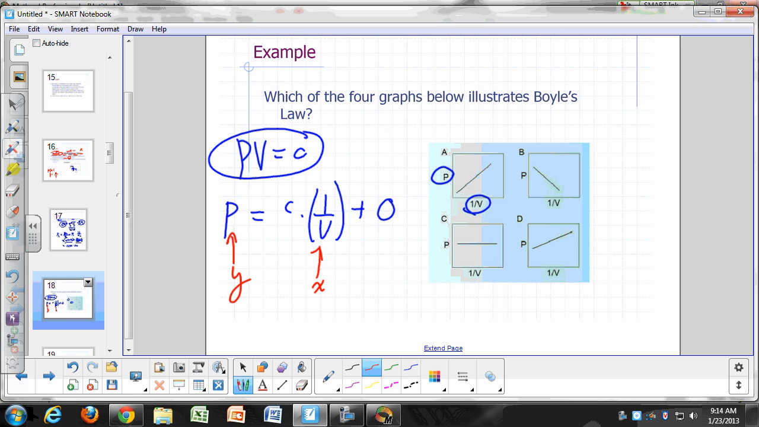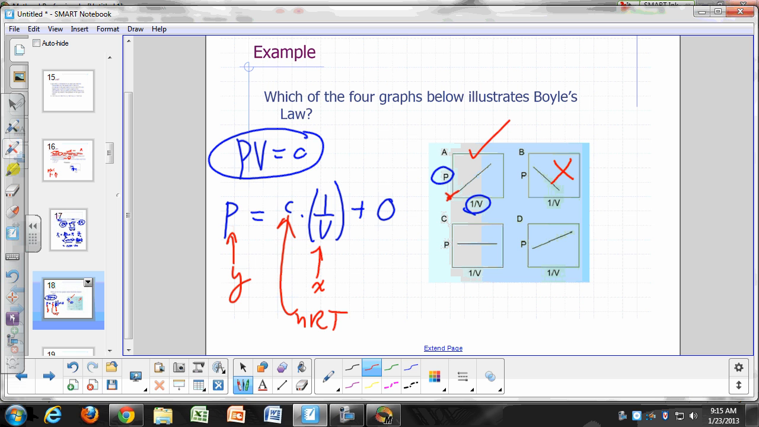So if I plot pressure on my y-axis, and 1 over V is my x-axis, my slope is going to be C, and that C is equal to nRT. That's a positive slope, right? So this works, and my intercept is 0, so it goes to 0. So this looks good. What about this second one?